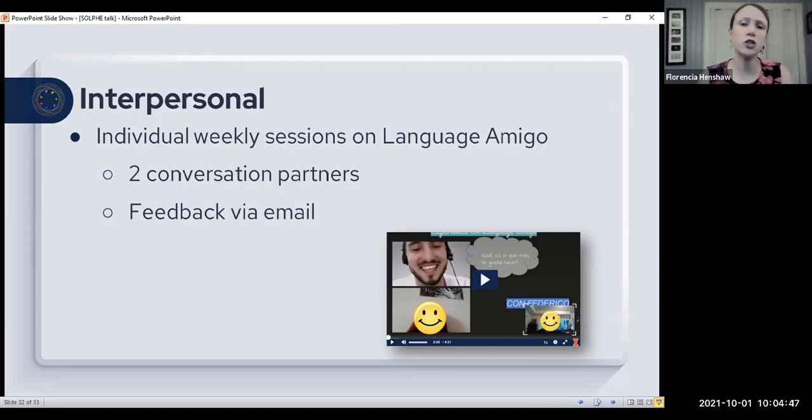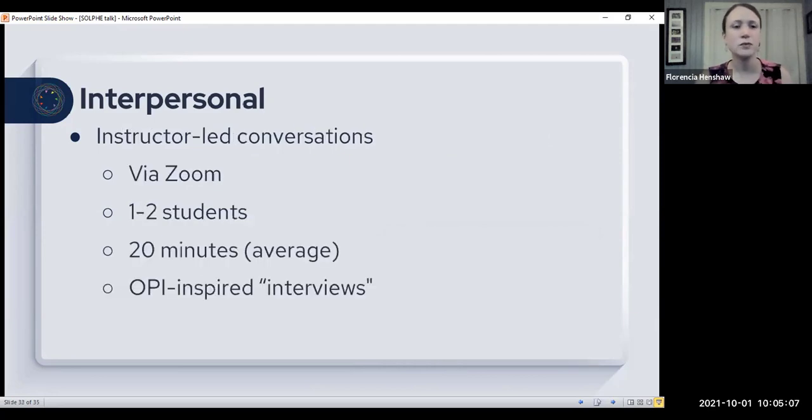And also a feature of Language Amigo is that they get feedback via email, which I could do without, but the students really like. So the students were happy to get a little message from their amigos with some things like what they did well during the conversation, and then some things that they could do to improve. It was pretty informal. It was not about their grade.